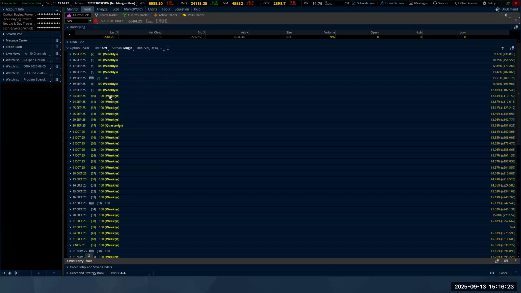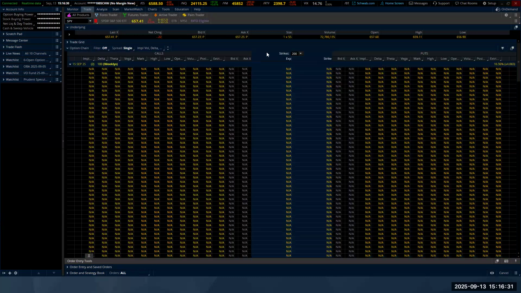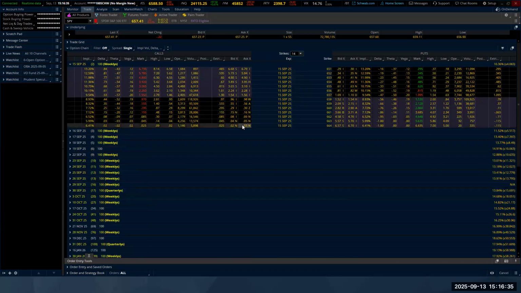And I want you to see something, and this is SPX. I'm going to switch back to SPY. I will come back to the SPX. But let's take a look at Monday's expiration, and I'm going to shorten this to a lot fewer strikes. And take a look at what we have on the 15th of September.